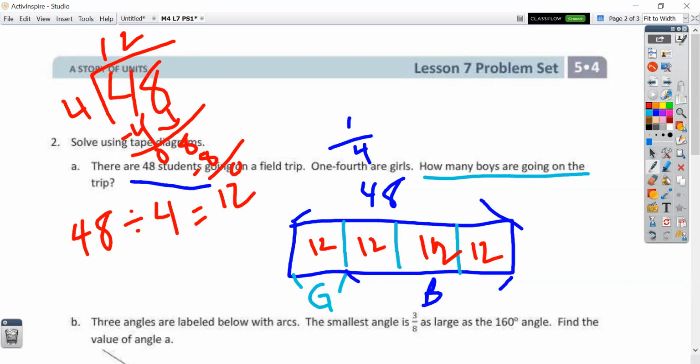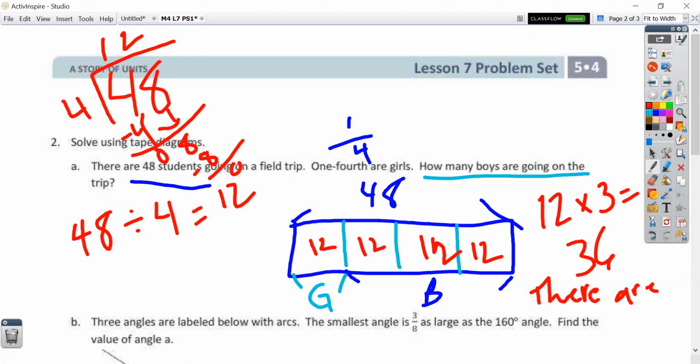But we're looking for the boys. How many boys are going on the trip? So we're looking at 3 groups of 12. 3 groups of, so we're talking about multiplying, right? 3 times 2 is 6. 3 times 1 is 3. So the answer should be 36. So remember to answer with a statement: there are 36 boys on the trip.